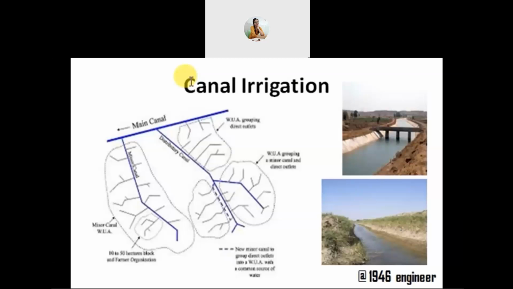Canal irrigation is a very important part of irrigation. It is a major source of irrigation in agricultural countries. These two are examples of how canals look. This is a lined canal. This is an unlined canal. I'm going to explain what a lined canal and an unlined canal are. And here, this is the layout of how the canal is subdivided into its branches.